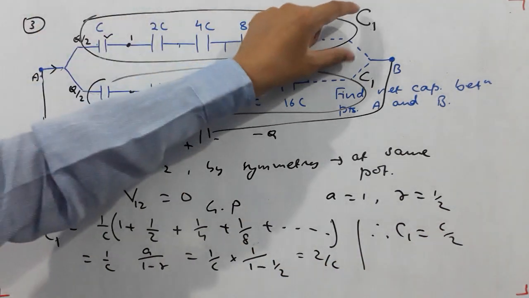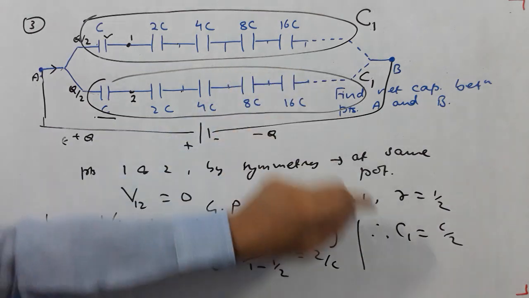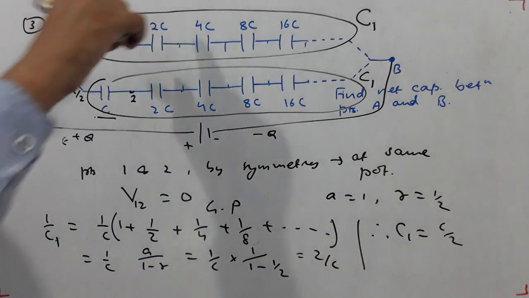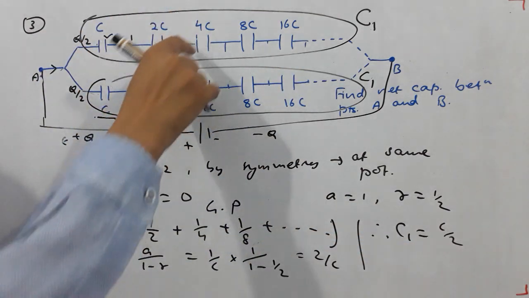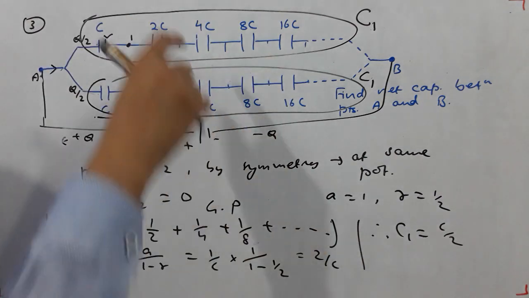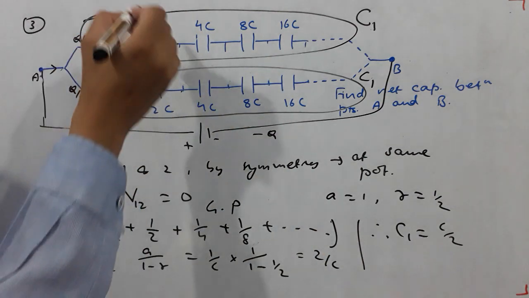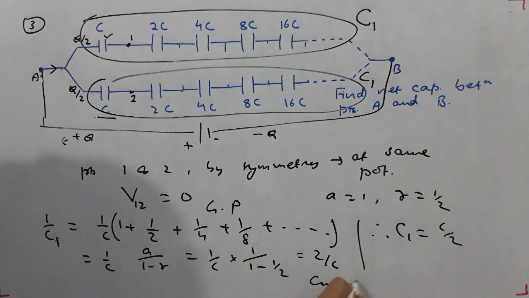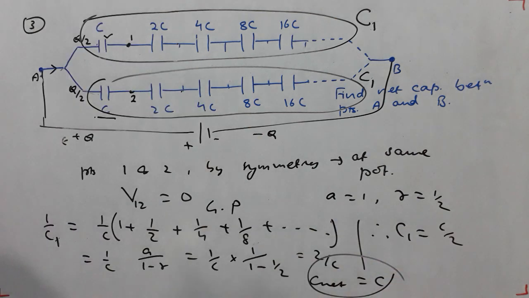So this is C by 2. The lower half will also be how much? C by 2. Then this C by 2 and this C by 2, they are in parallel. Therefore net capacitance will be C by 2 plus C by 2. Answer will be C net is equal to how much? C. C by 2 plus C by 2 will be C. So the net capacitance between the points A and B will be equal to C. That's the answer to this question.